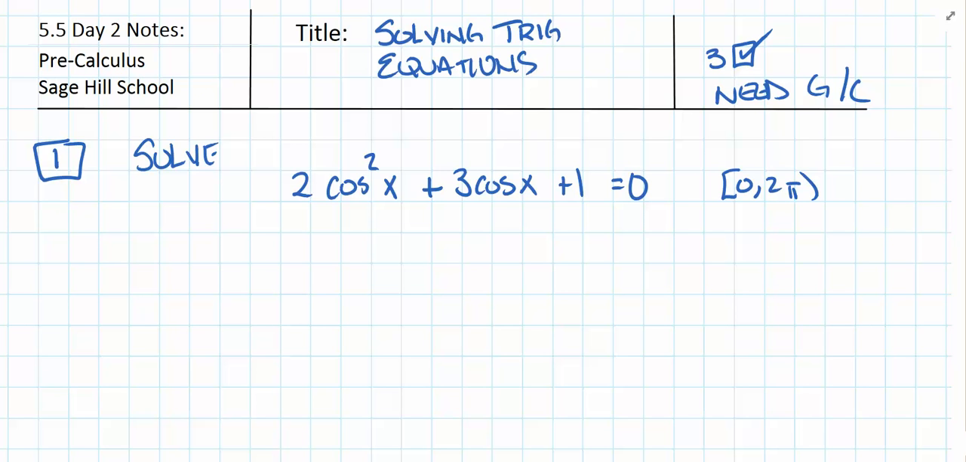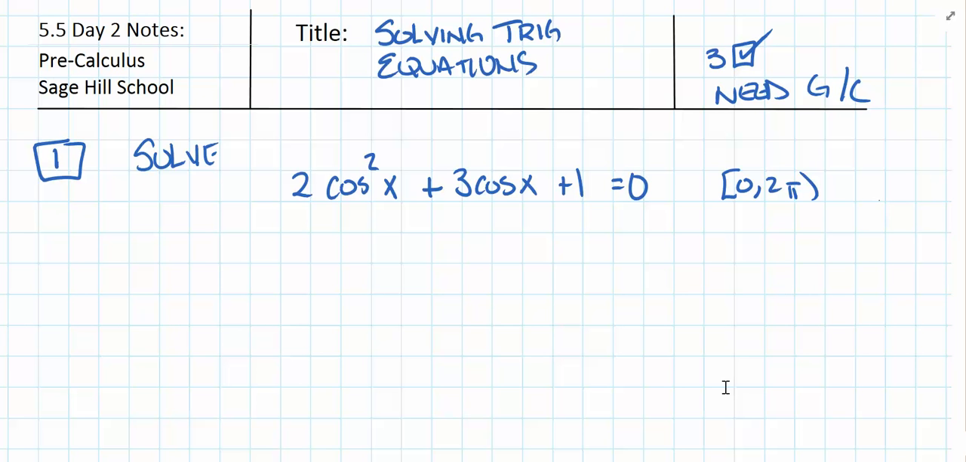It looks like a quadratic. Imagine for a minute that the cosine was just representative of the variable x. We'd have 2x squared plus 3x plus 1, right? So we can do the same tricks that we do to solve quadratics with algebra with this as well. But before we get there, it's always good to know how many solutions we're looking for. So what are we going to do first? We're going to graph it.